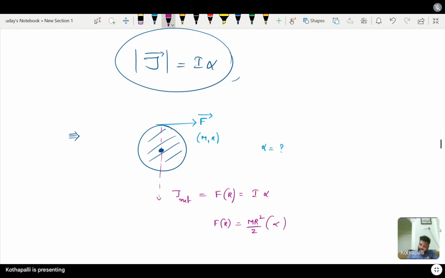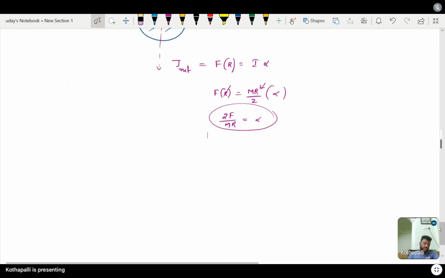So 2F by M R is the angular acceleration. Yes. So like this, they'll ask questions.